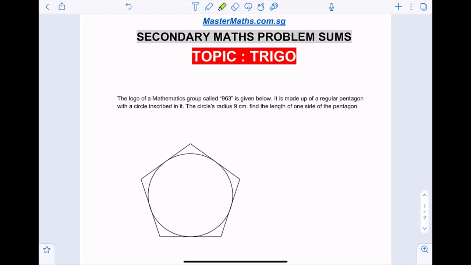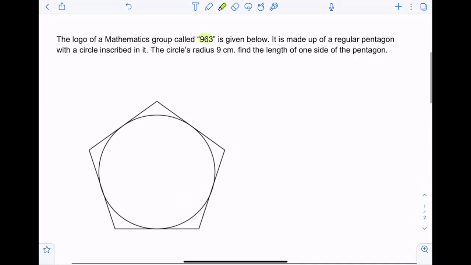The logo of a mathematics group called 963 is given below. It is made up of a regular pentagon with a circle inscribed in it. The circle's radius is 9 cm. Find the length of one side of the pentagon.